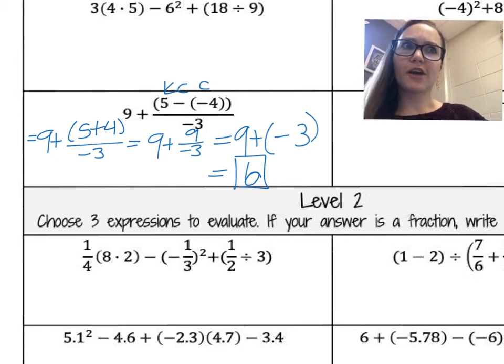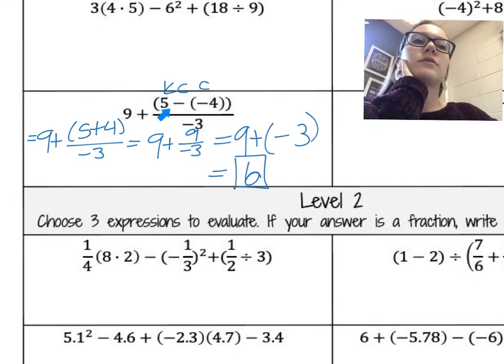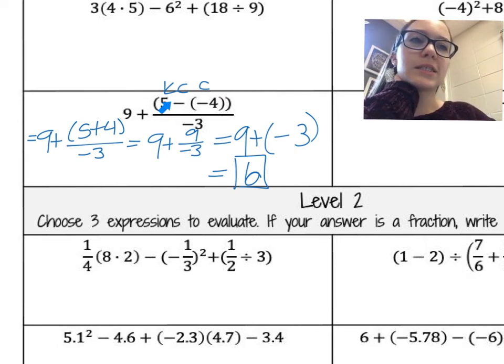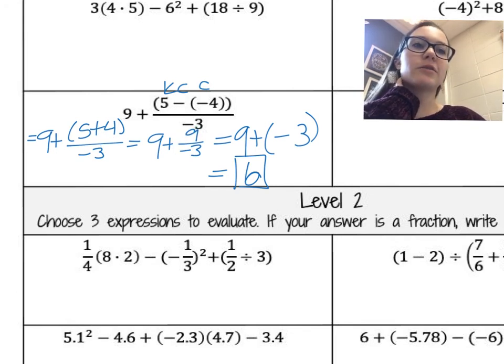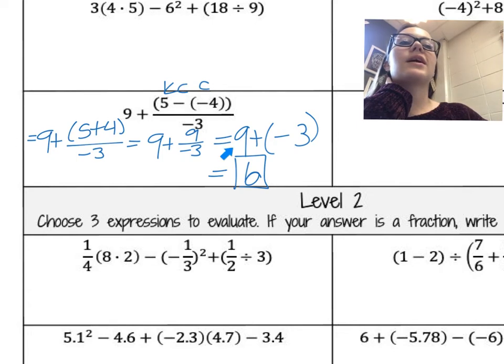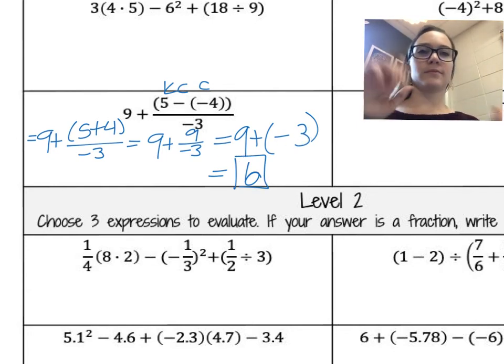So even if you see a fraction bar, oh, it's just division, okay? So I did what was in the parentheses, 5 minus negative 4. I just changed it to 5 plus positive 4 first, which became 9. So now it's 9 plus 9 divided by negative 3. 9 divided by negative 3 was negative 3. So now it's 9 plus negative 3, which is 6. Okay?